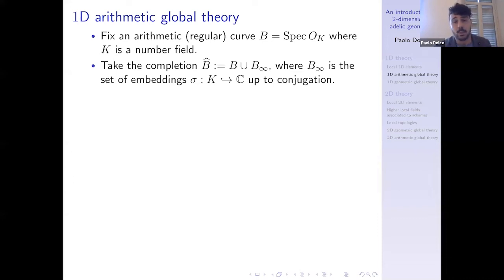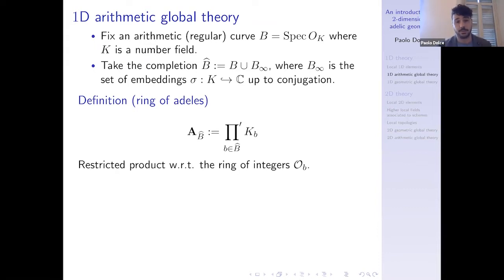And what are the points at infinity? The points at infinity are just the set of embeddings of the number field into the field of complex numbers up to conjugation. Okay, so now we have a completed object. Some people call it compactified, but the point is not really a topological compactification. It's just some way to complete this object, because we have problems with divisors. And now we have the definition of the ring of adeles.